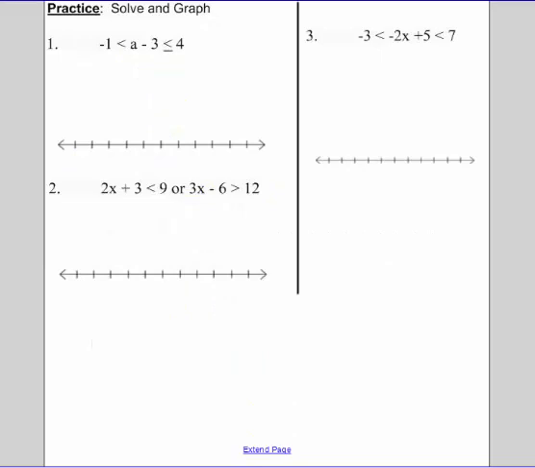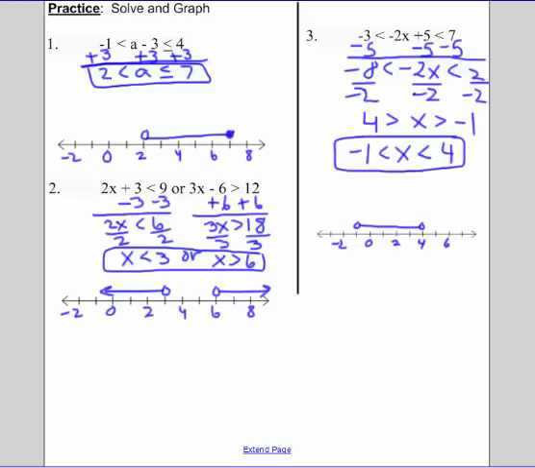Here is a practice slide if you would like to check your understanding, then restart to check your answers. Pause now. Here are the answers. If needed, pause now and check your work and restart when ready. Pause now.